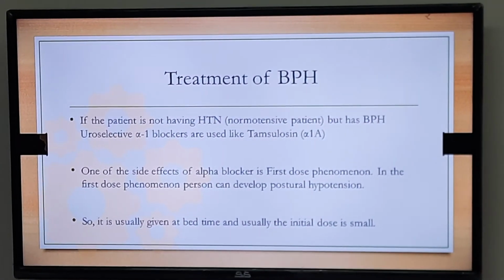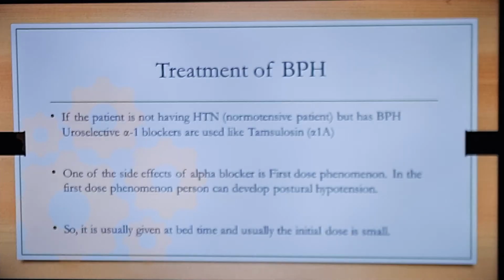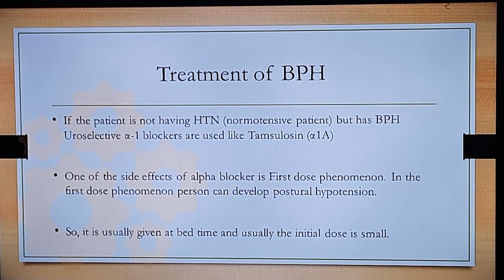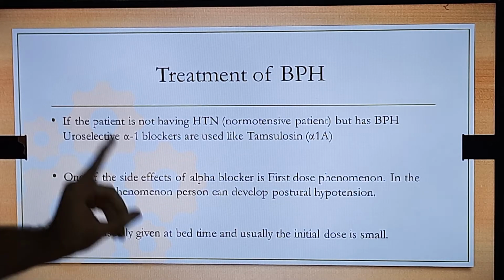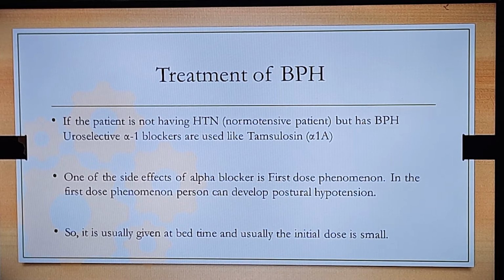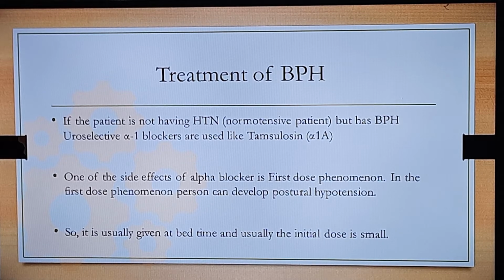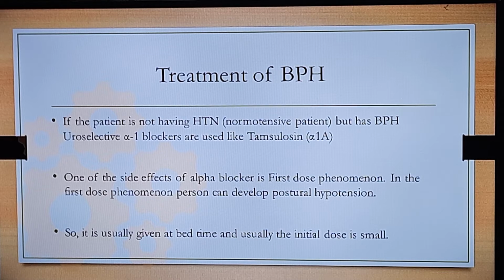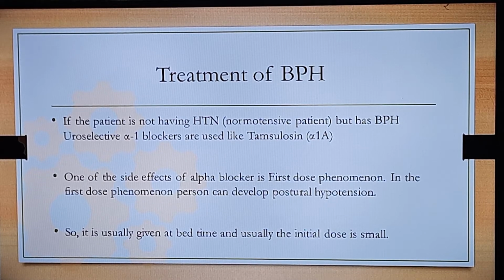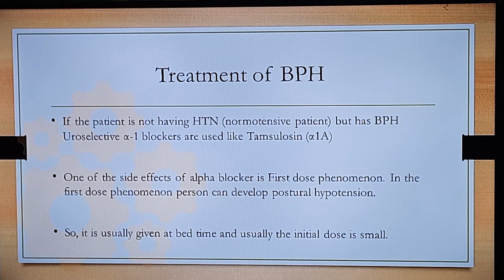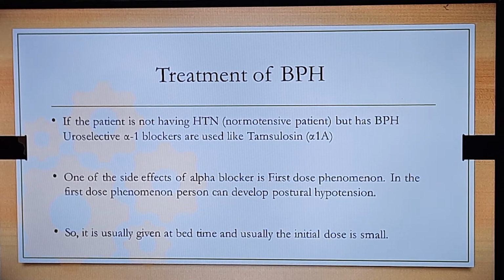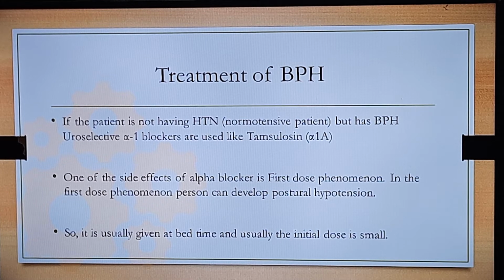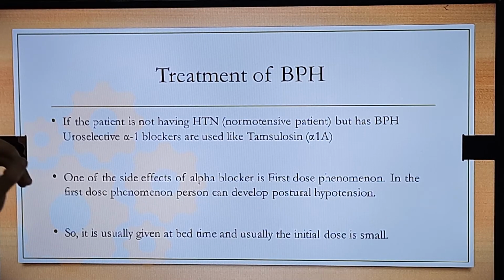So we have an important drug that is uroselective alpha 1 adrenergic receptor blocker, which is blocking only and only alpha 1a adrenergic receptor, and the name of that particular drug is tamsulosin. So ये जो tamsulosin होता है, it can be given in the patient who is having BPH, but उसका जो blood pressure है वो normal है. Such type of patient जिनका blood pressure normal होता है, they are also known as normotensive patient.